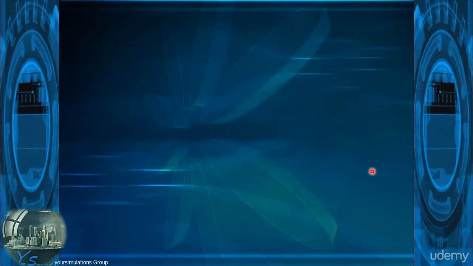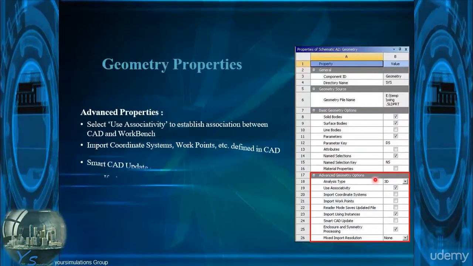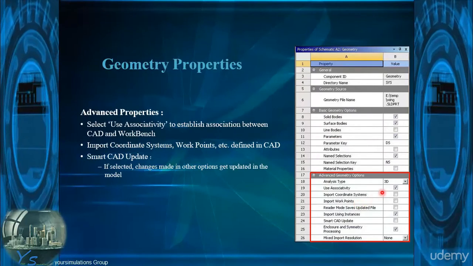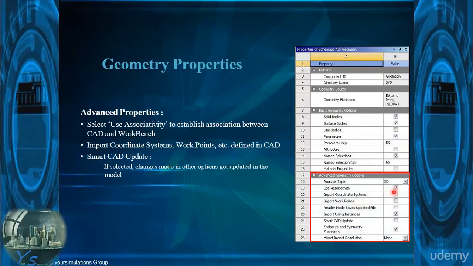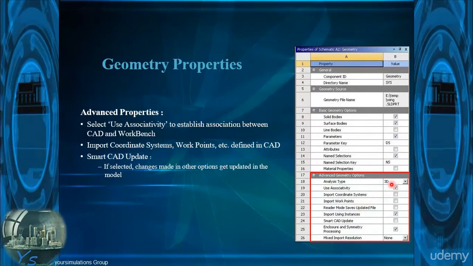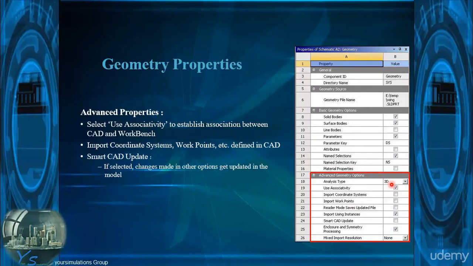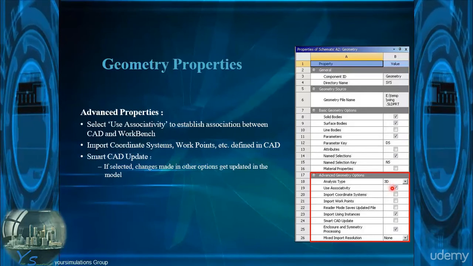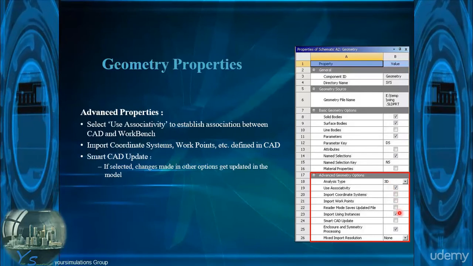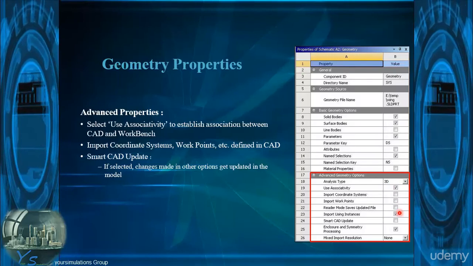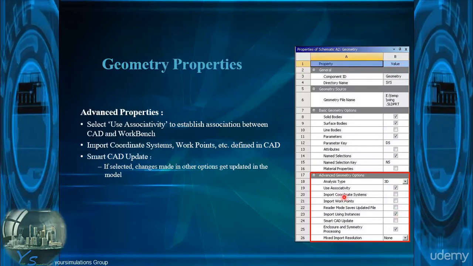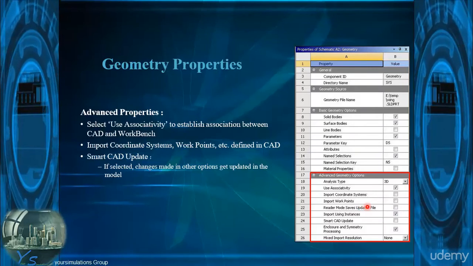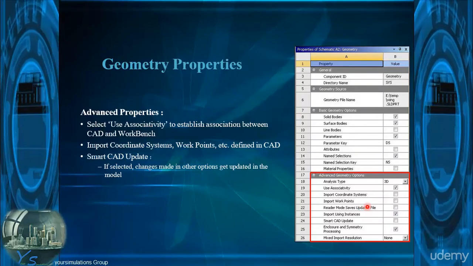In the advanced options, lower down in the properties, we can see some of the more detailed preferences associated with CAD import. We can opt for associativity to ensure we have an established association between the upstream CAD system and Workbench. We have some options for importing coordinate systems from the upstream CAD system, the work points, etc. And we also have an option further down called Smart CAD Update, which allows changes in other options to be updated as they are needed.